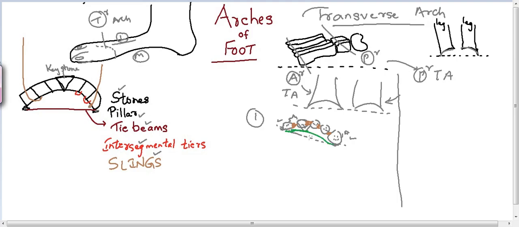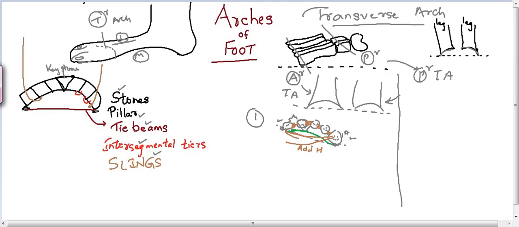and also the anterior portion of the plantar aponeurosis, and one muscle called adductor hallucis, because it has an oblique head. So this oblique head will go like this, adductor hallucis, and then attach like this. So this adductor hallucis, and this deep transverse metatarsal ligament are the tie beams.